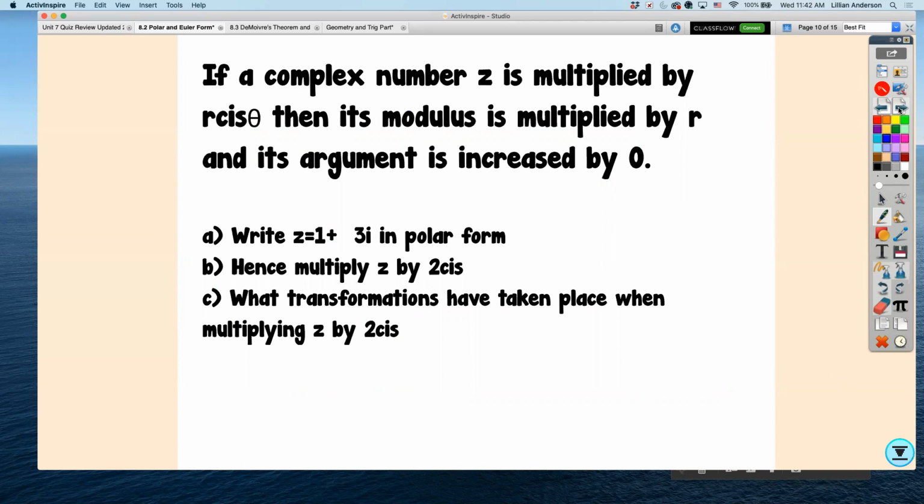The complex number z is multiplied by r cis theta, and its modulus is multiplied by r, and its argument is increased by theta.